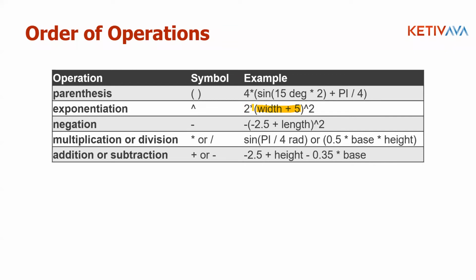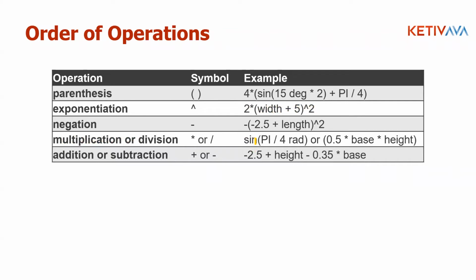And we've got a multiplication by 2 here, but we don't do that first because multiplication's later. That's down here at the bottom, right? So we don't do the times 2 first. We do the square first. We square that whole result of the width plus 5. And then once we're done with the exponentiation, then we go down the list and say the next is multiplication, and then we do that.